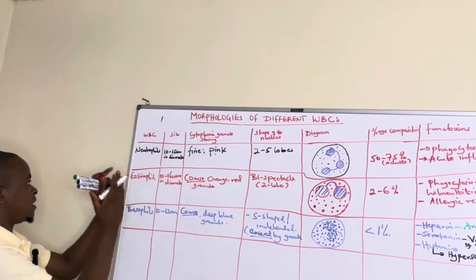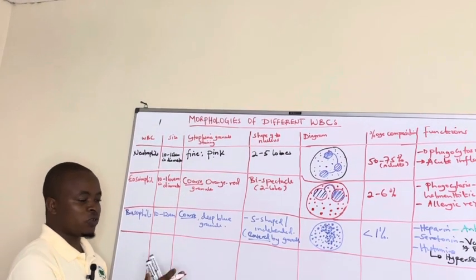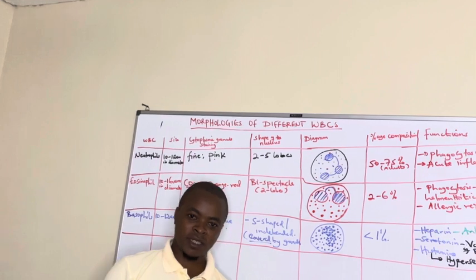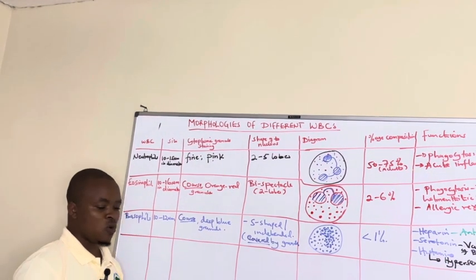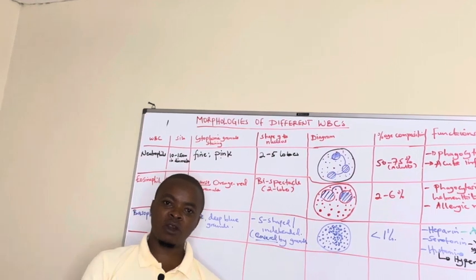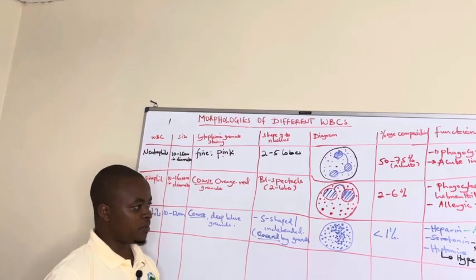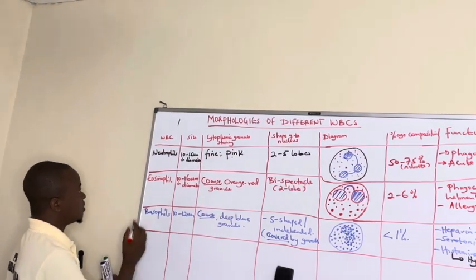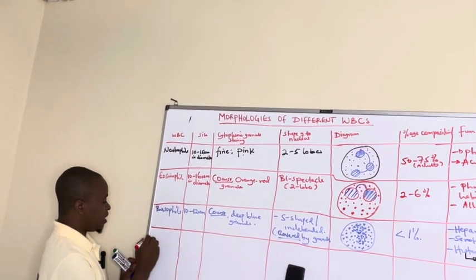Then this is now the granulocytes. We are remaining with the other two, which are the agranulocytes, the ones that lack granules. Why do we call them agranulocytes? Because we do not see their granules under a Romanowsky stained thin film. And the first one under the agranulocytes is the monocyte.